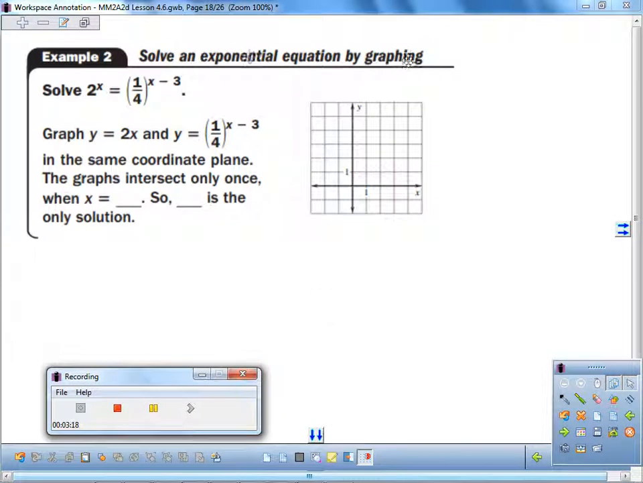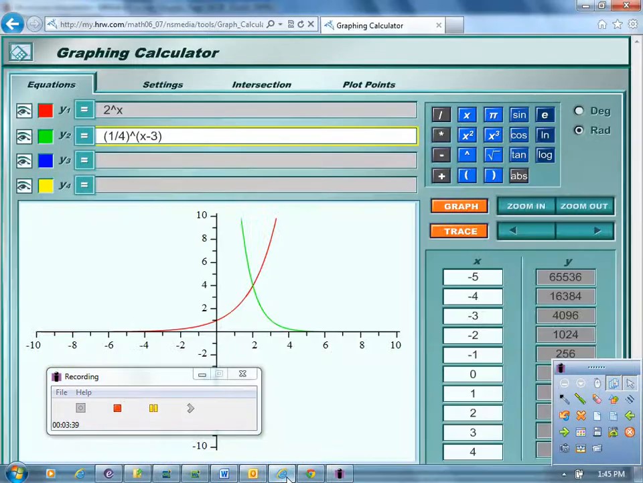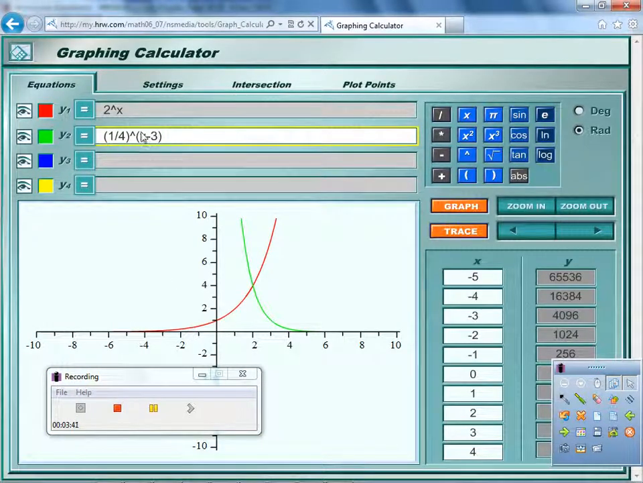Alright, now we're going to solve by graphing. Now the way we do this is we're going to graph 2 to the x and then graph 1/4 to the x minus 3. Okay, and then if they intersect, then that will be our answer. Now what I'm going to do here is I'm actually going to use a graphing calculator. And this is online, and so I type this in. If you type in online graphing calculator, this will pop up.